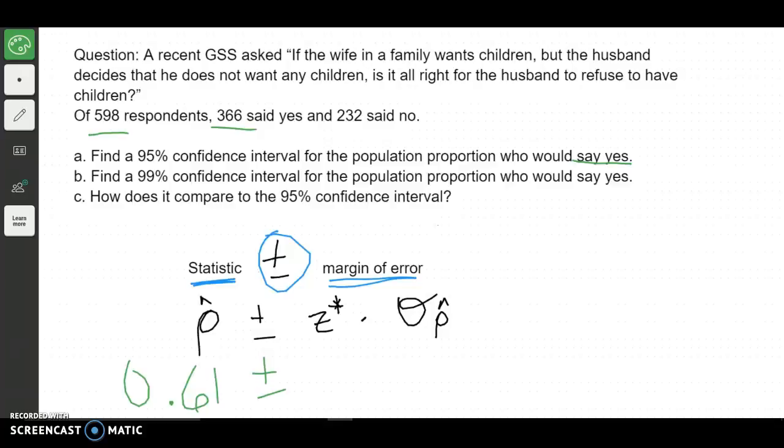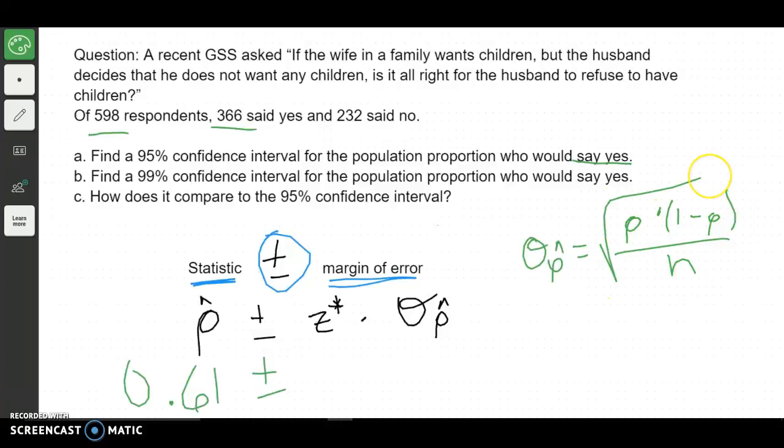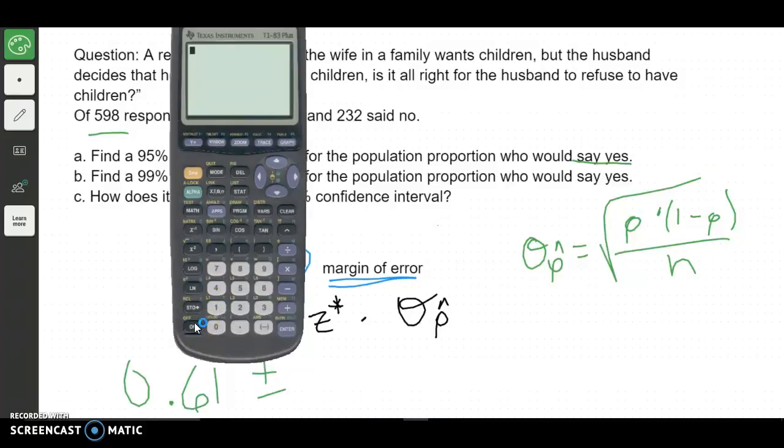And now we have to figure out our standard deviation. We calculate it by doing p times 1 minus p over n, and we take the square root of that. So let's do that on our calculator. I would do 0.61 times 1 minus p, which would be 39%, so 0.39, divided by my n, which is 598 that responded, and we take the square root. It should be pretty small, so about 0.02.